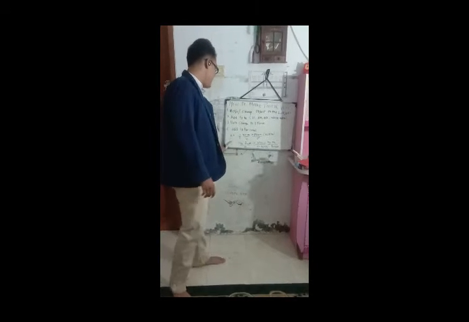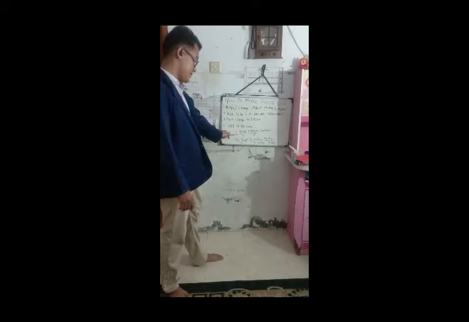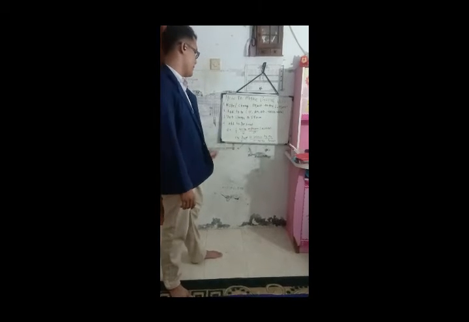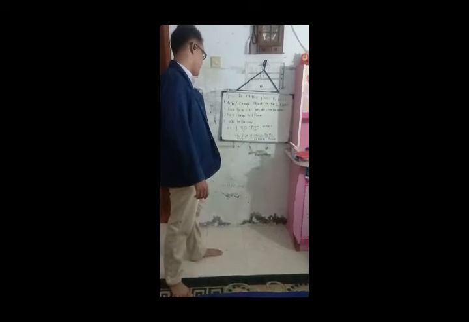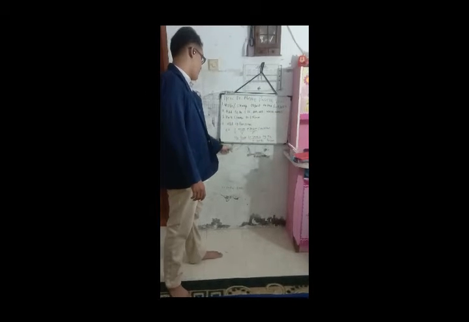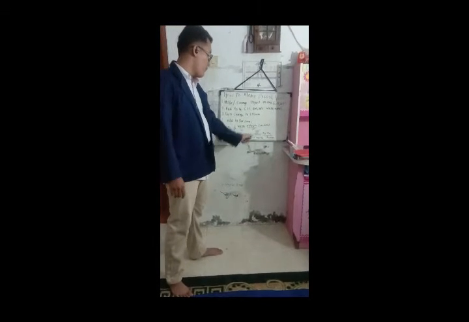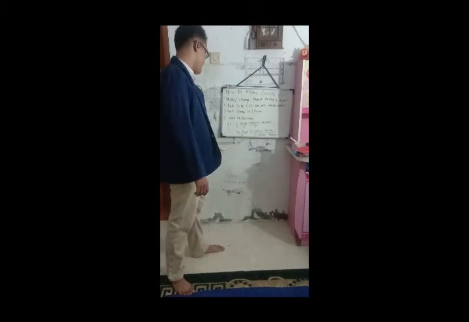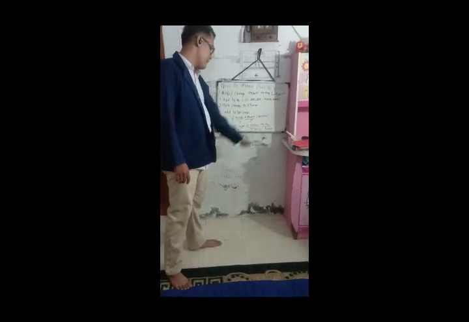So this is an example of passive voice. Here is the active voice: I write a poem. I is the subject. Write is the verb. A poem is the object. So the passive voice is: the poem is written by me.